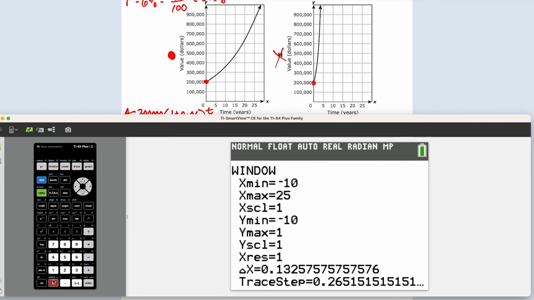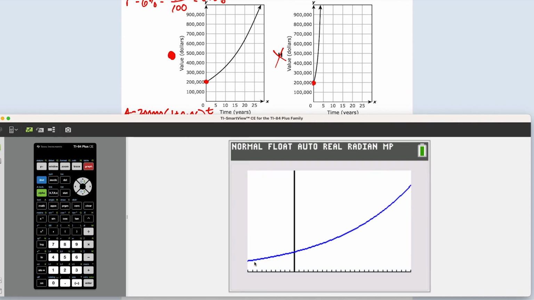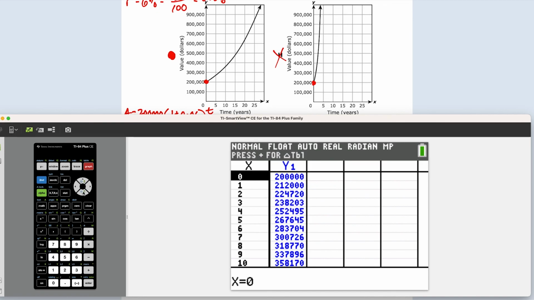So we have 1, and then I have to put 6 zeros. That's 3 zeros and now another 3. So that when I press graph here, you see how this is a way more reasonable rate of growth. And if I look at the table, when I get to 5, notice I'm at 267,643, which is definitely reasonable for what we have here. But notice here that at 5, it's way over 1,000,000. So that's another reason why this answer is definitely out.